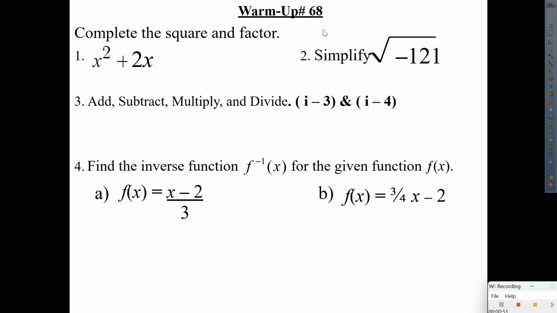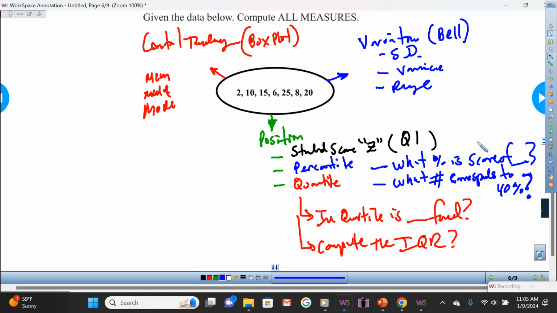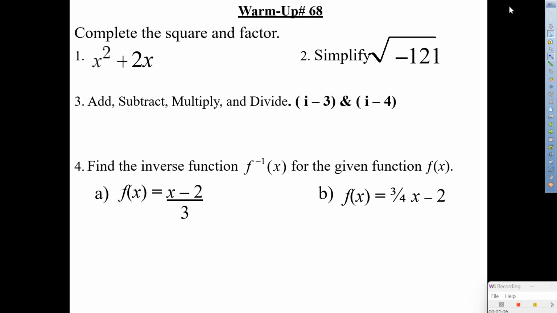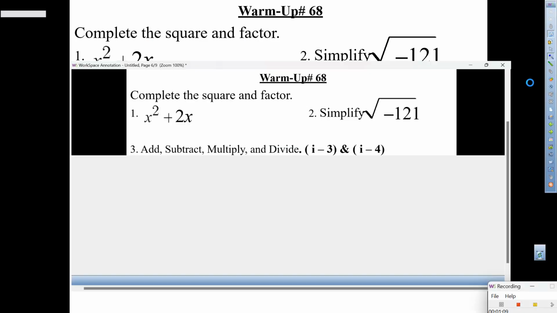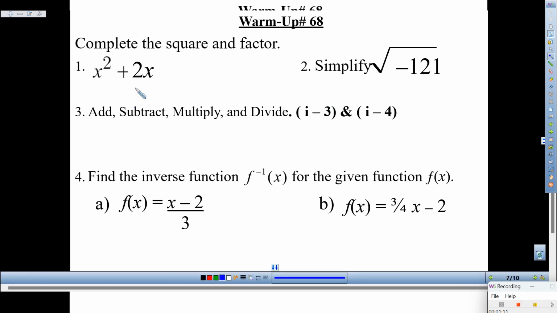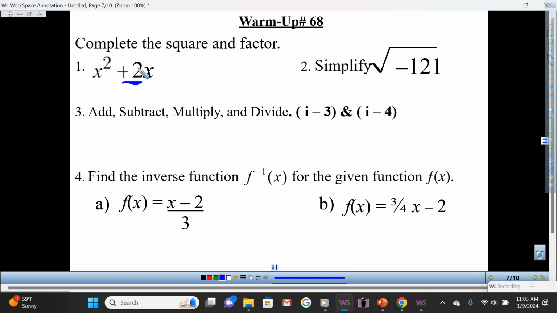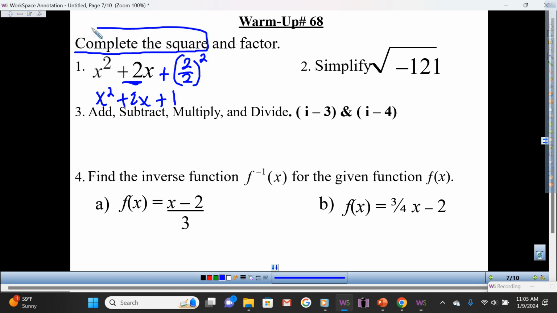Number 1, complete the square and factor. We got x squared plus 2x. How do we complete the square? Well, you take the coefficient of the second term, divide it by 2, and then we square it. So therefore, x squared plus 2x plus, what is 2 divided by 2? 1. What is 1 squared? 1. We just completed the square.